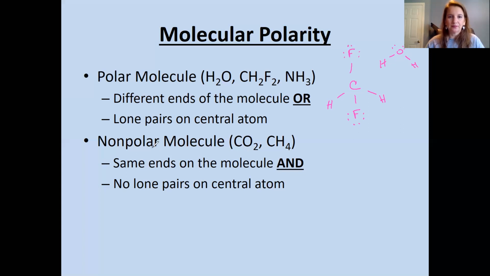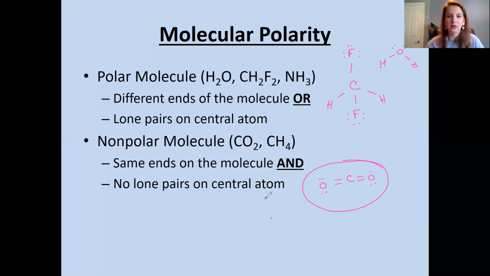Nonpolar molecules mean that the ends are the same, so the outside atoms are the same, and there are no lone pairs on the central atom. So with carbon dioxide, for example, carbon dioxide looks like this. There are no dots on the central atom, and the oxygens are the same on both sides. It doesn't matter that the bond is polar. The molecule itself, the overall molecule, is symmetrical. The ends are the same. There are no lone pairs on the central atom, and so this is a nonpolar molecule.